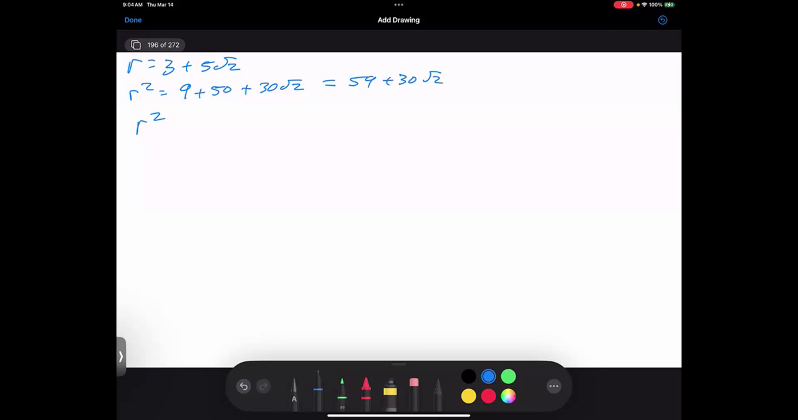What kind of polynomial do you think this is going to be a root of? What degree? Probably degree 2. So maybe some multiple of r squared plus some multiple of r plus some constant. So r squared is 59 plus 30 root 2. How can I get rid of the 30 root 2?